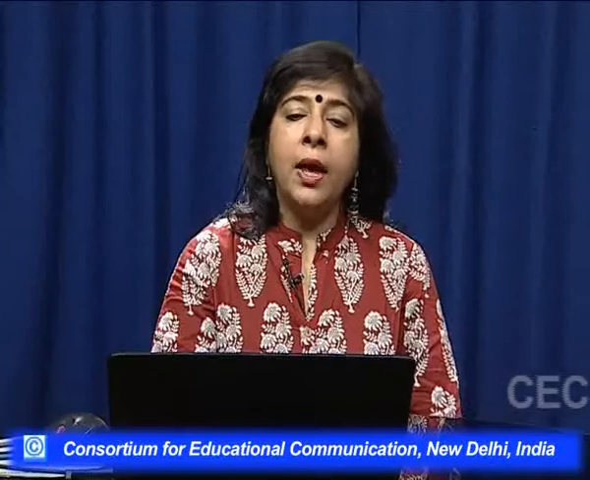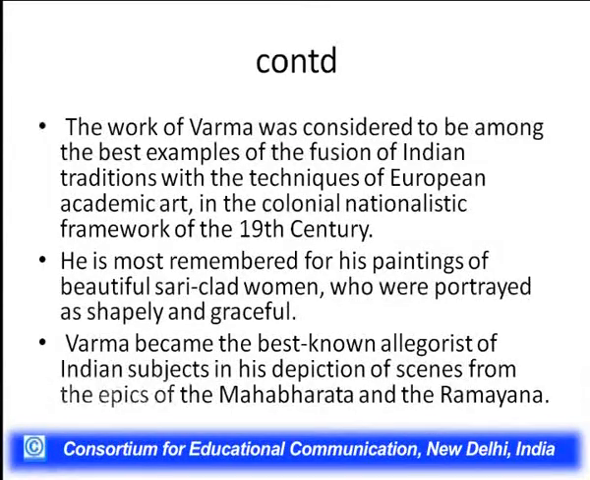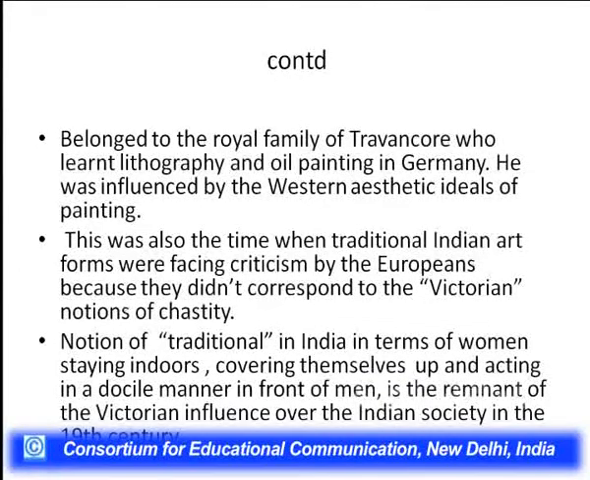Raja Ravi Varma is most remembered for his paintings of beautiful sari-clad women who were portrayed as very shapely and graceful, and of course very beautiful. Varma became the best known allegorist of Indian subjects in his depiction of scenes from the epics of Mahabharata and Ramayana. And since he belonged to the royal family of Travancore, and learnt lithography and oil painting in Germany, he had all the resources at his disposal to go abroad and learn the best techniques of painting.